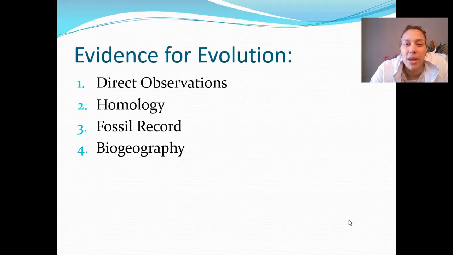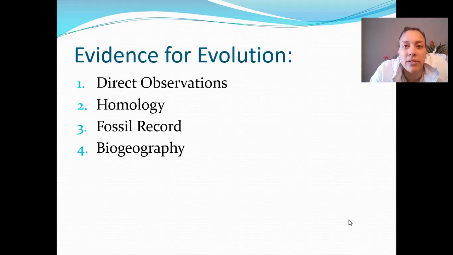So humans have been around long enough for us to see how evolution has occurred for some species. And so that's what direct observations are. Homology is going to be related to some anatomical or physiological similarities between species. The fossil record is going to be related to paleontology and some chemical components as well. And then biogeography is looking at how species are organized in different locations and how geographical locations can change for Earth as well.